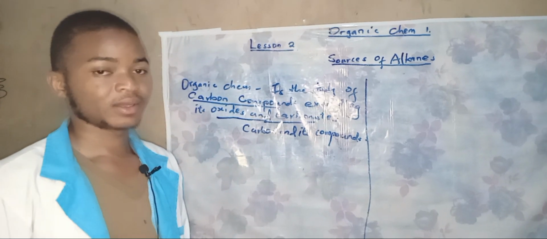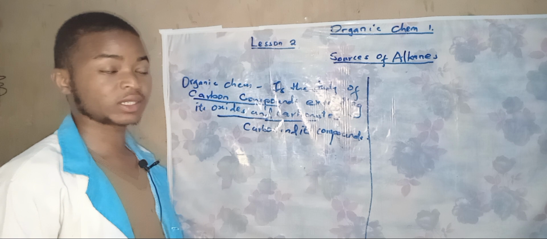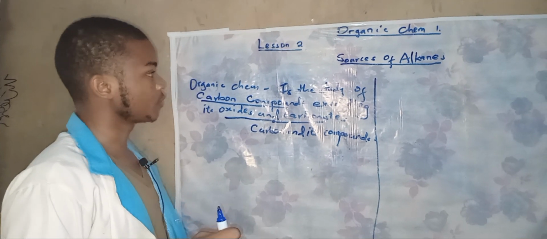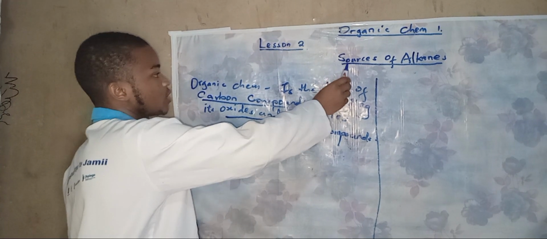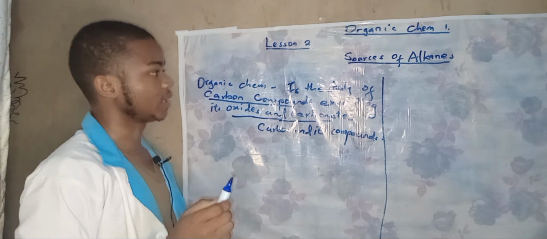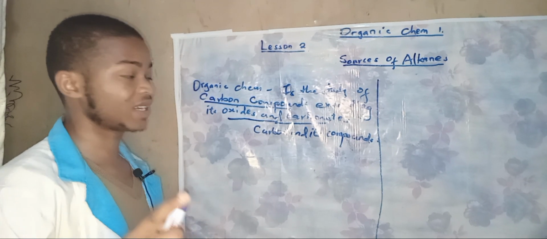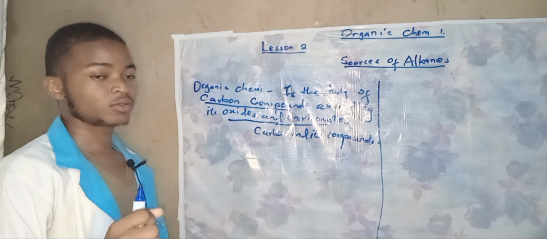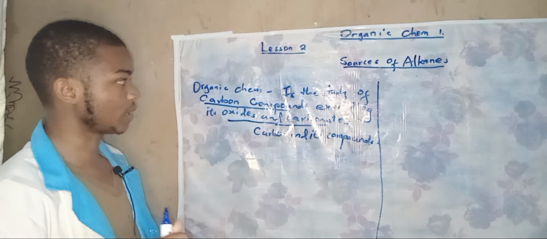Today we are continuing with Organic Chemistry 1 that we started the other time, and our objectives of today we have highlighted. We're going to start with the sources of alkanes. But before we proceed with sources of alkanes and other lesson objectives for today, let's first talk of whatever we discussed in a short while.